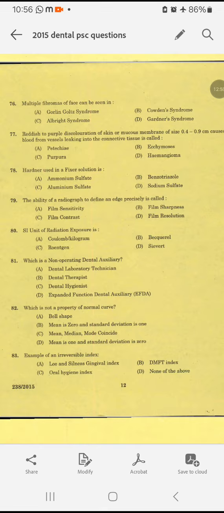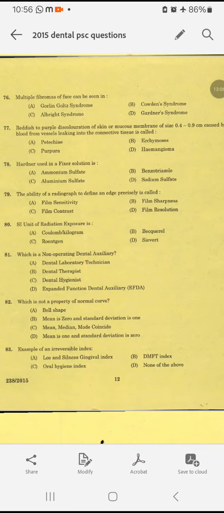Question number 77. A reddish to purple discoloration of the skin or the mucous membrane of size 0.4 to 0.9 centimeter caused by the blood from vessels leaking into the connective tissue is called petechiae, ecchymosis, purpura or hemangioma. The size of this discoloration is given as 0.4 to 0.9 centimeter, due to leakage of blood from the vessels into the connective tissue. This is called purpura. The size of the lesion you have to consider, it is purpura, 0.4 to 0.9 centimeters.